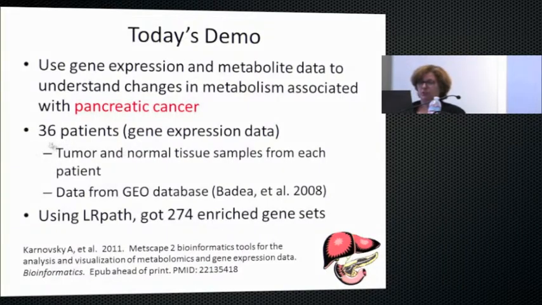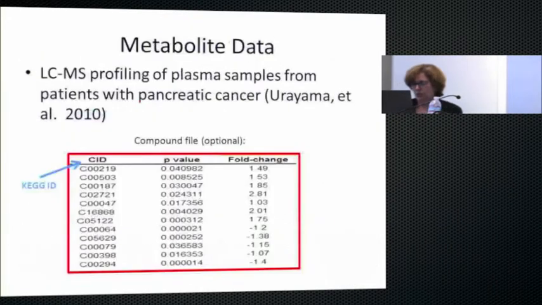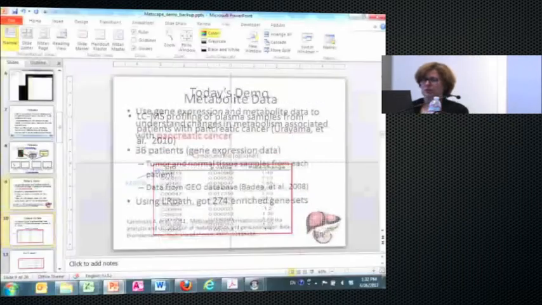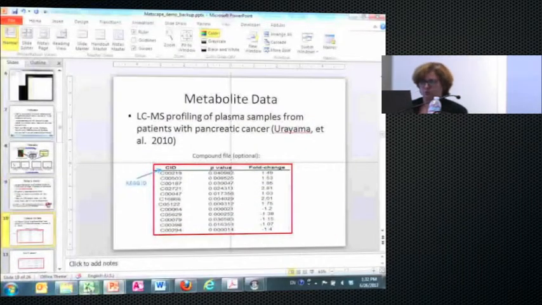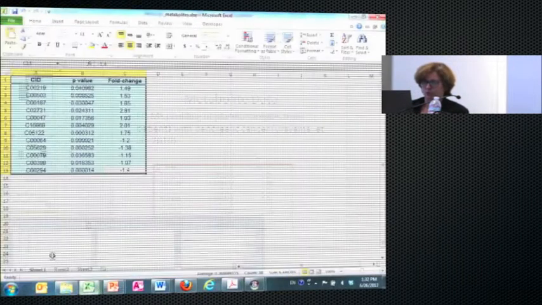There were 36 patients, with tumor and normal tissue samples from each patient, and the data were downloaded from the GEO database from the public domain, and this is the publication. The metabolite data set is much smaller, and rather than showing slides, I will show you. I have the same data set open in Excel.